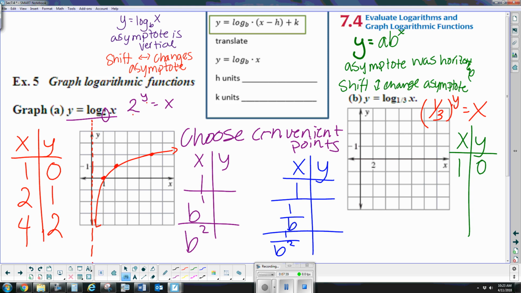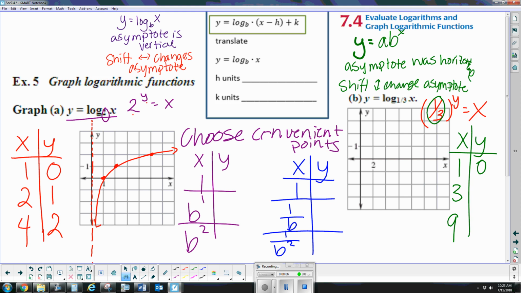And then we're going to choose 1 over b. So here's our b, 1/3. 1 divided by 1/3 is 3. And we're also going to choose 1 over b squared. So 1 over (1/3) squared, 1 over 1/9 is 9. So you want to just steer away from choosing numbers that are too small, that end up being too close together because it won't give you an accurate graph.